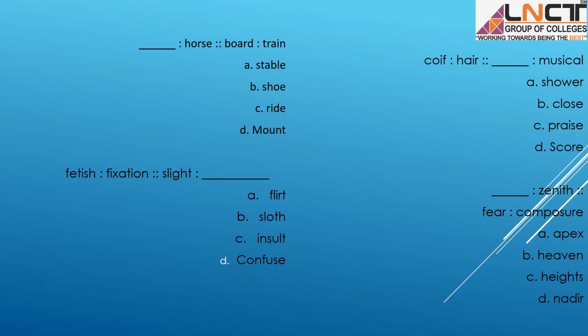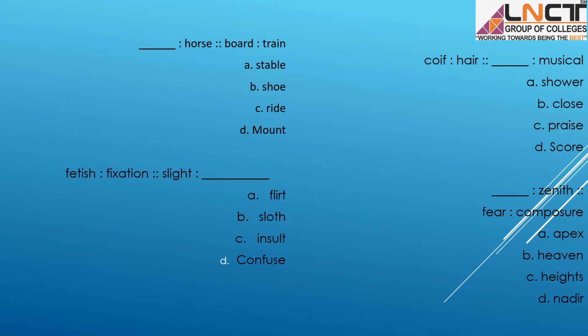The first question over here is: dash is to horse as board is to train. Now we have to find out the right word that represents the same relationship with horse as is exhibited by board and train. To understand the relationship between board and train, let's try to use them in a sentence. For example, I can say, when I have to go to Chennai, I board the GT Express. So here it means that for going to Chennai, I get on the GT Express. That is a train.